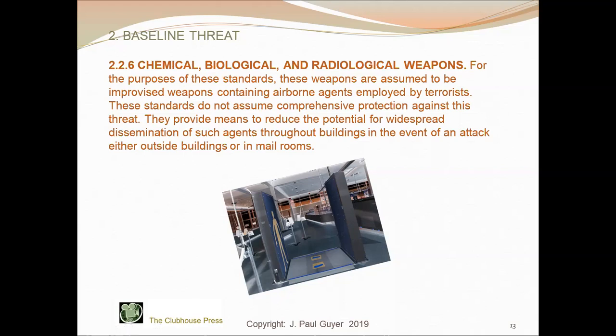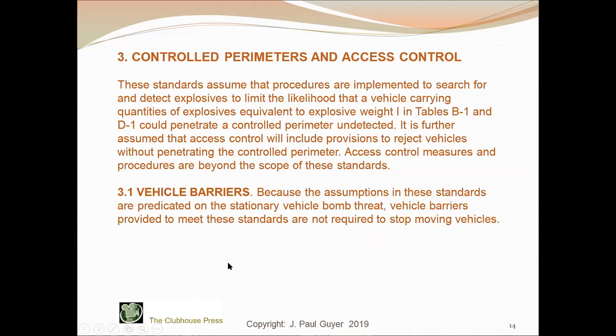So the standards we're talking about here are primarily explosives and then direct and indirect fire weapons. And the strategy is to keep the terrorist away from the building, the target. Now, the controlled perimeters, again, this is an important part of the strategy. In simplistic terms, it's a fence that you build around the protected buildings, and no one can enter the controlled perimeter without going through a.